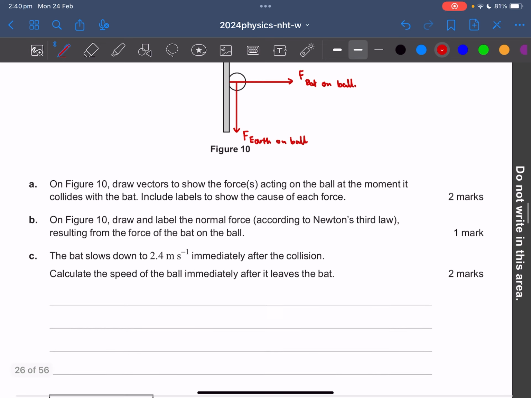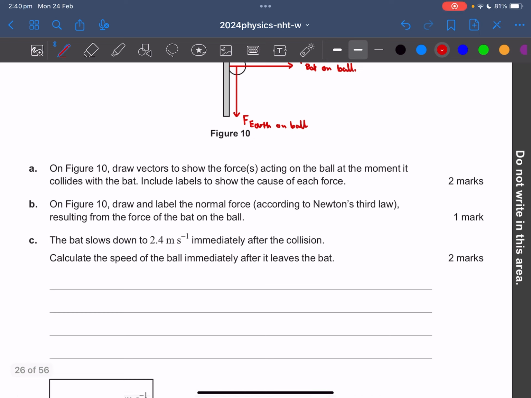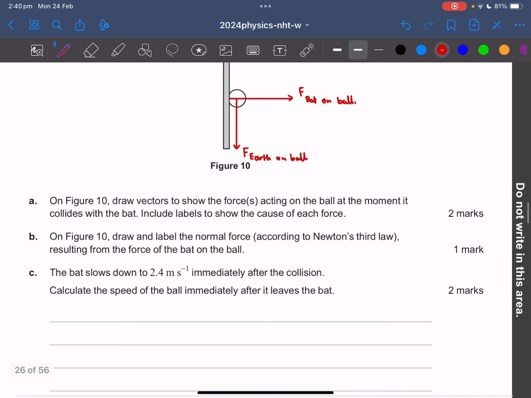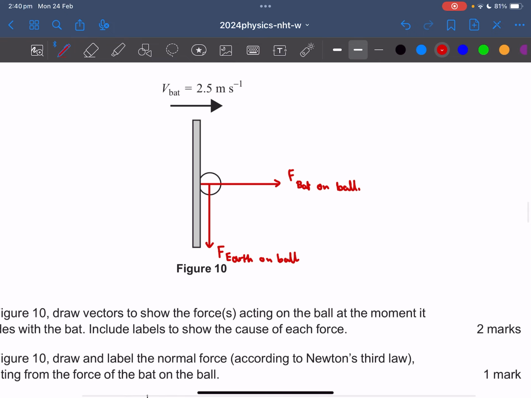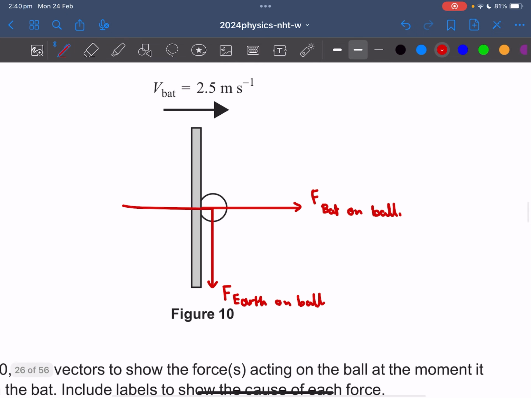Okay, on figure 10, draw and label the normal force according to Newton's third law resulting from the force of the bat on the ball. Oh, it's just equal and opposite. Okay, so it's just gonna go this way.